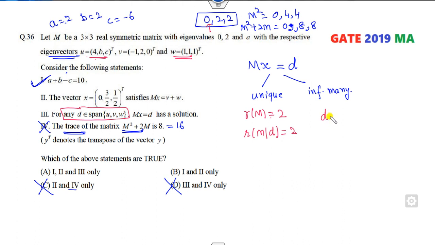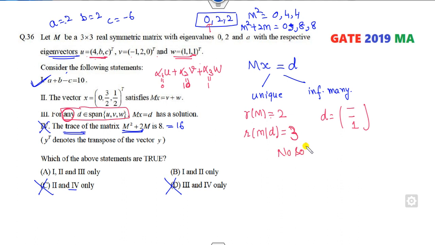So if I prove the rank of the m cross d is also 2, then only it has a solution. Now what is the value of the d? This is the span of this, and it's said for any combination of this. So I can simply take the span of this, that is alpha 1 u, alpha 2 v, alpha 3 w. So clearly the last vector is 1. If I consider this value is 0, this value is 0, or this value is say 10, this value is 0, this value can be anything, say 1, then the last element is always 1, and whatever the elements are here. So it means the rank of this is 3. So what is the meaning of that?